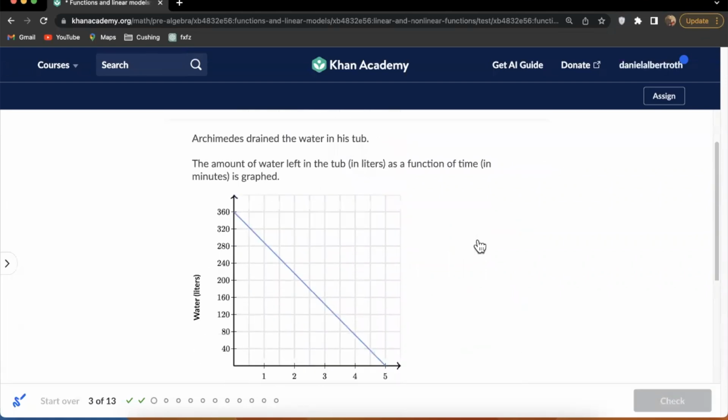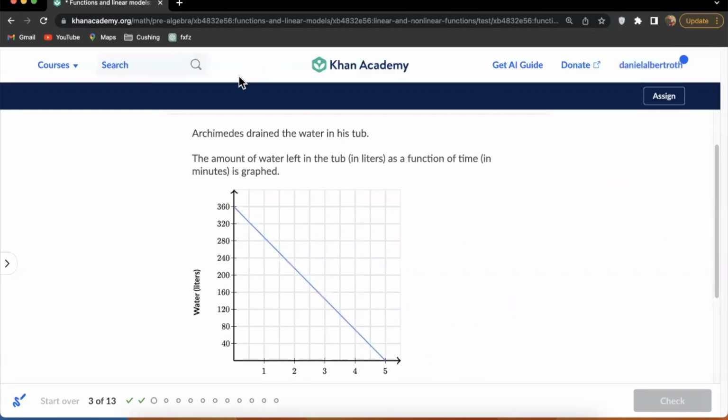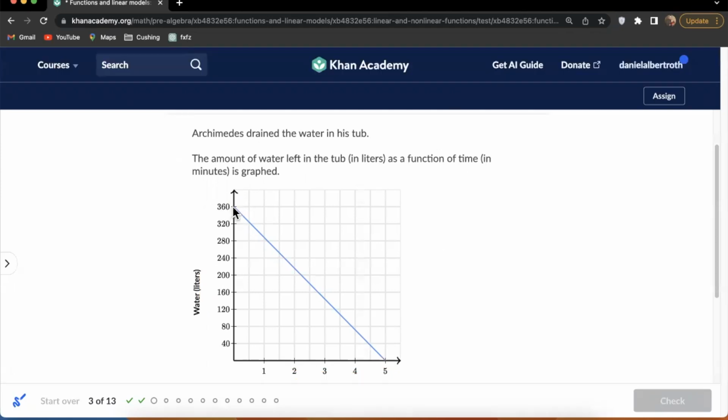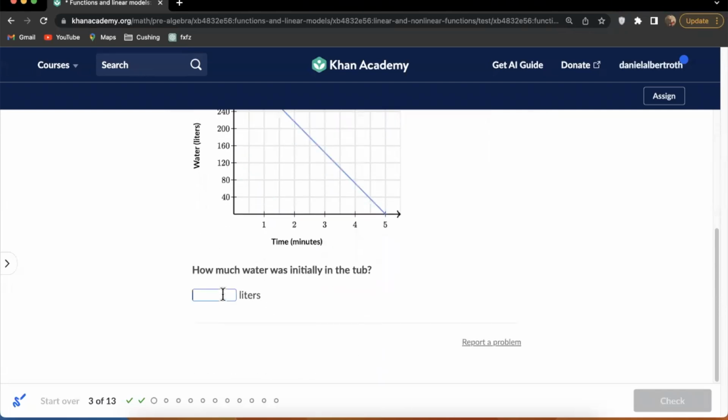All right, let's take a look at this one. It asks how much water was initially in the tub. So I'm going to read this and know that that's the question. It says Archimedes drained the water in his tub. The amount of water left in liters is a function of time. So this is the amount of water left. This is the time. It looks like after 5 seconds, all the water's gone. We have 0 water left, and we started with 360 liters. So I think that's what the question's asking, the initial amount of water. So that would be the 360 up there when the time is 0, when time has just begun. 360.